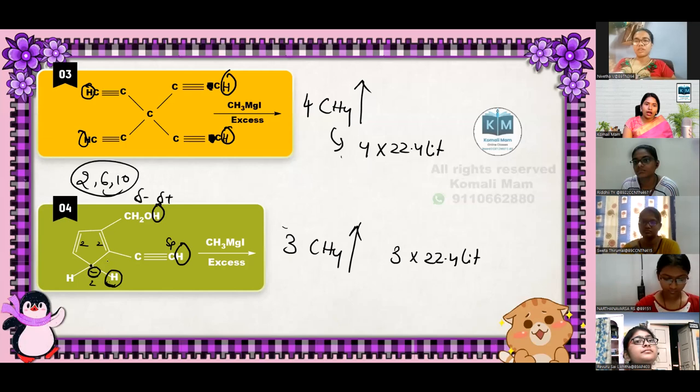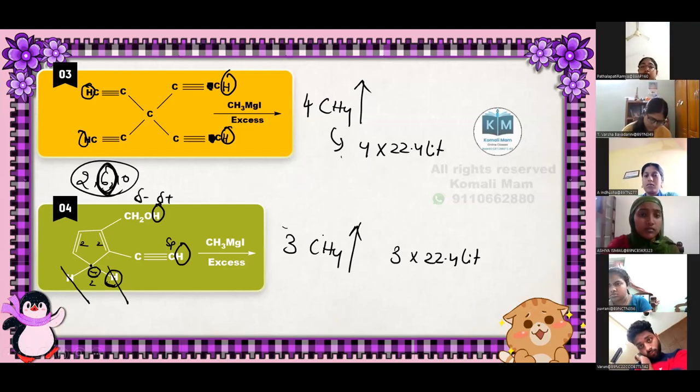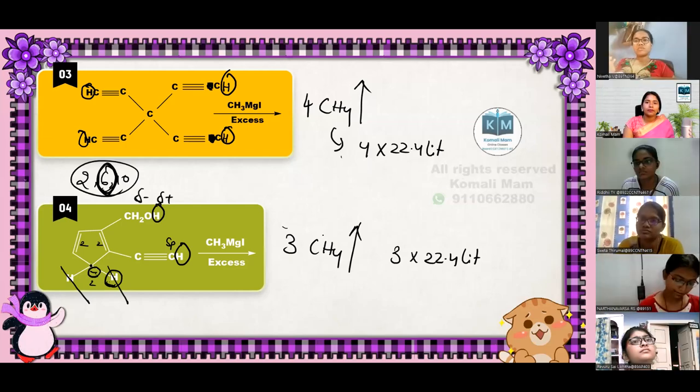If it loses 4, it can't lose this 4th hydrogen. Because if it loses 1 hydrogen as H plus, this carbon gets a negative charge. So 2 plus 2 plus 2 electrons, 6 electrons. It is getting aromaticity. That's why it doesn't like to lose another H plus, because it would lose that aromaticity character. Aromaticity is more stable, no, ma'am? Aromatic is stable. The compound which is highly stable is aromatic.